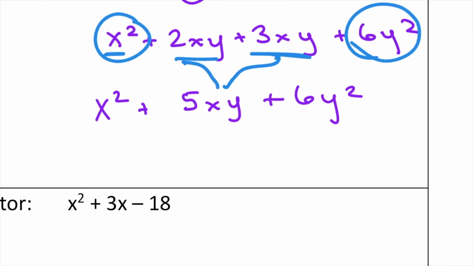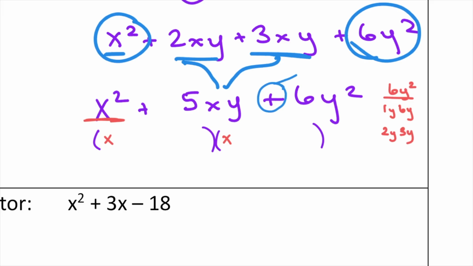Let's try to get this one to go backwards. All right, so this time, trinomial, draw my two sets of parentheses. X squared, we're focusing on that. X squared is x times x, not so bad. 6y squared, all right, so we have 6y squared, that's what we want to get. We could have 1y or 6y. We could multiply 2y or 3y. This time, we want to think about adding our terms to get a positive 5.